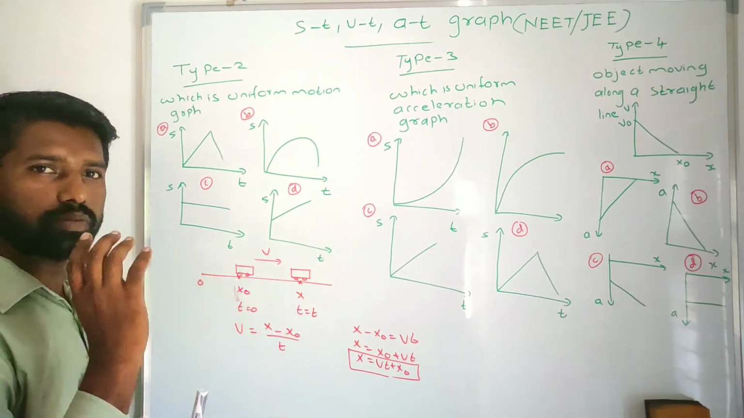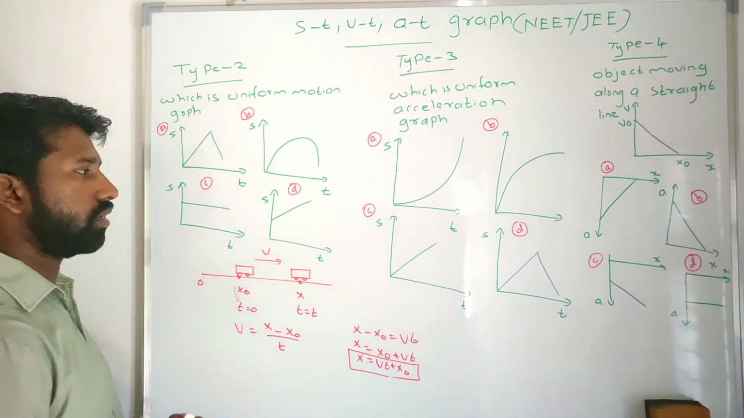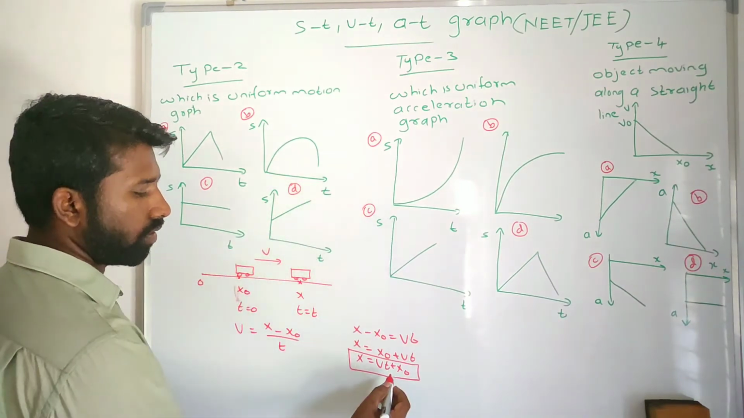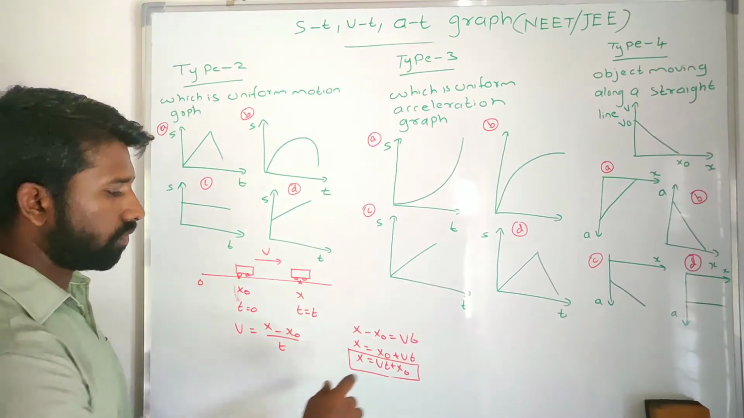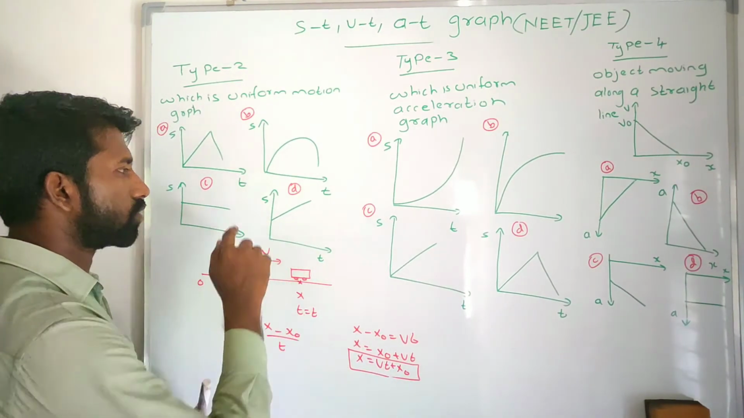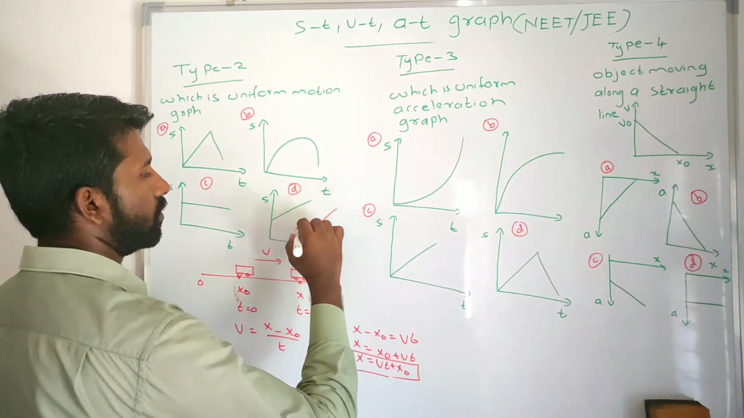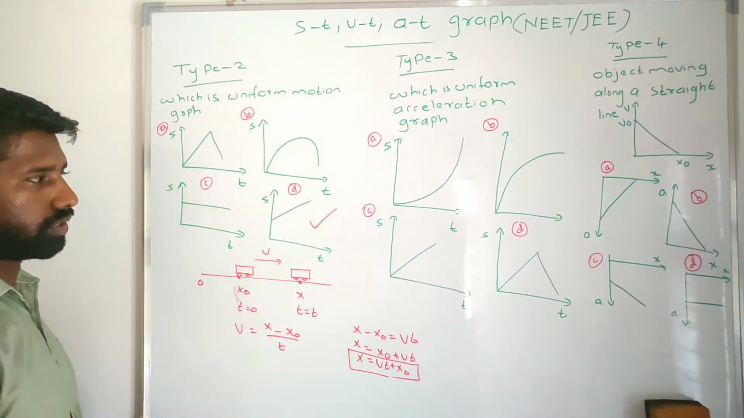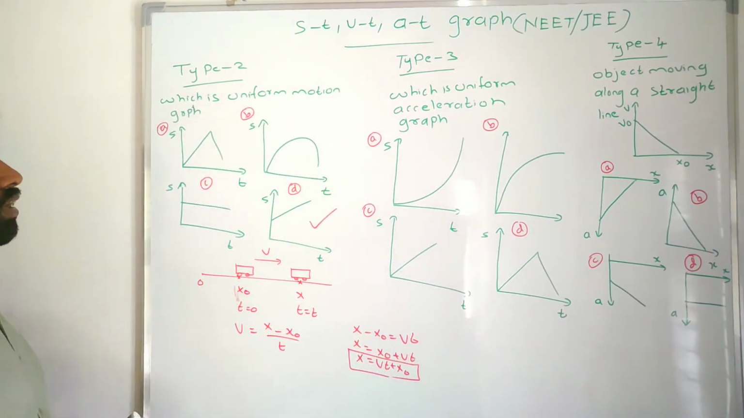So, if a body is moving in a straight line, the graph we get is a straight line. Here, which graph is a straight line? A straight line with the y-intercept x0. So this is the graph. This is the correct answer for that. Clear? This is about type 2.